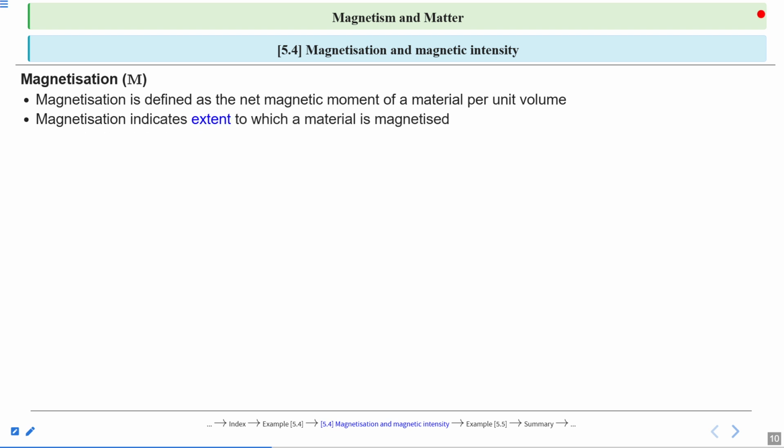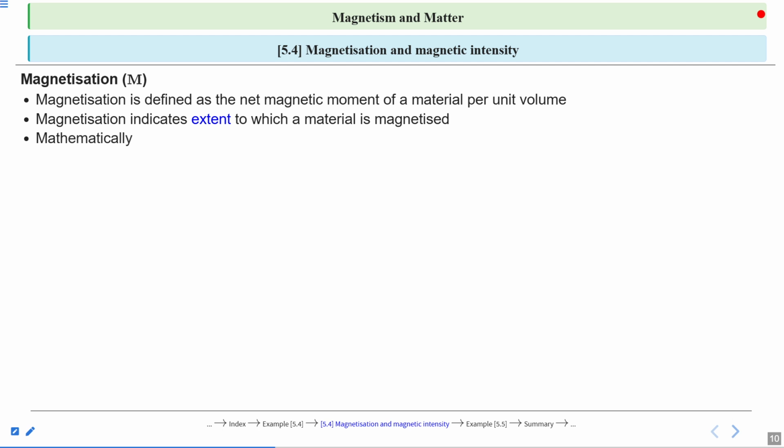So what is its physical significance? It indicates the extent to which a material is magnetized. We place a material in an external magnetic field, and the extent, how much the material is magnetized, is indicated by it. Is it magnetized more, is it magnetized less, to which extent, how much.